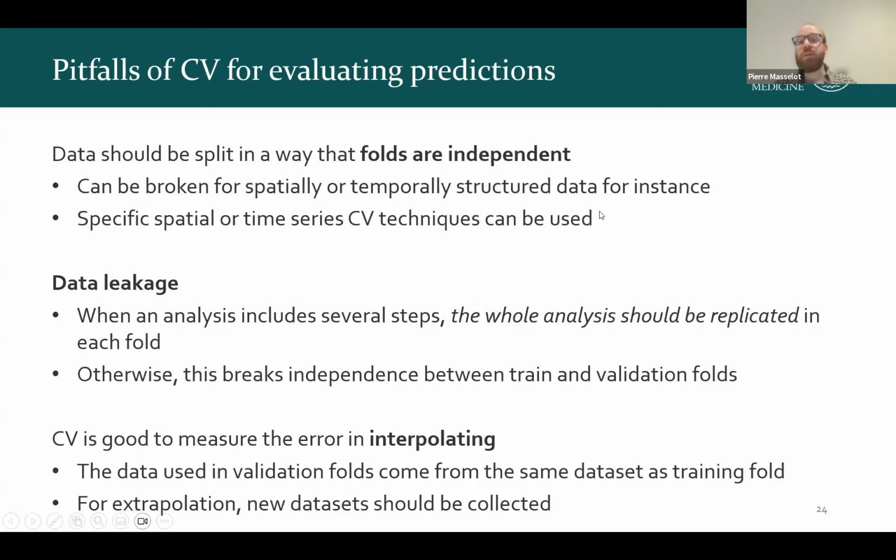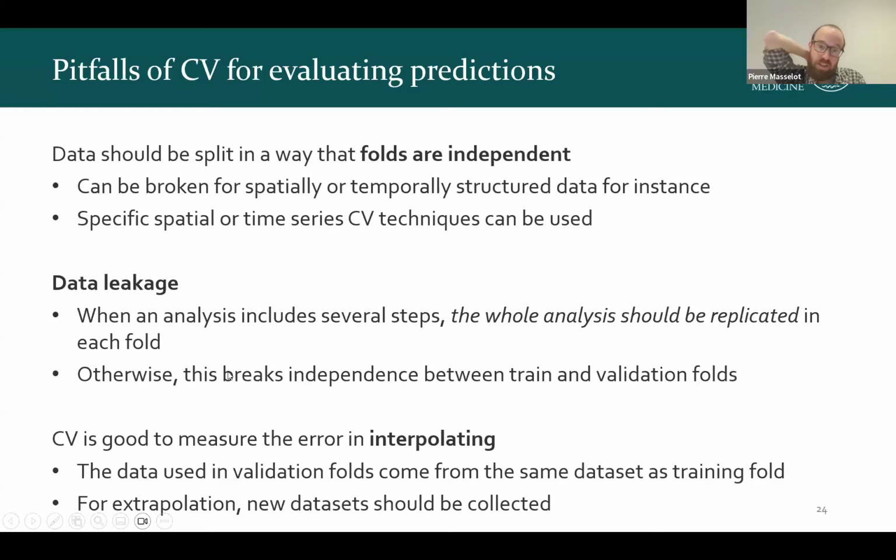There are techniques, however, that can be used to alleviate this issue for spatial or time series data, one of which is to split your data by block instead of fully randomly. For instance, if you have several years of data, you can split your folds by 1 year of data. And so you will have less of this issue of dependence between training and test.